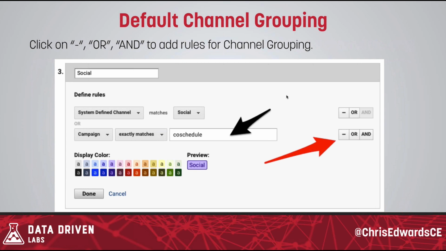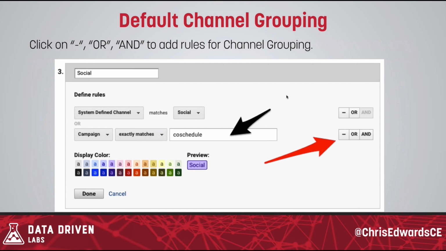So you're going to have system defined channel matches social. There's not a way to edit how Google defines those channels. They're just system defined, and you'll see that inside of here and how that's set up. I would leave those the same. Don't change that first one.